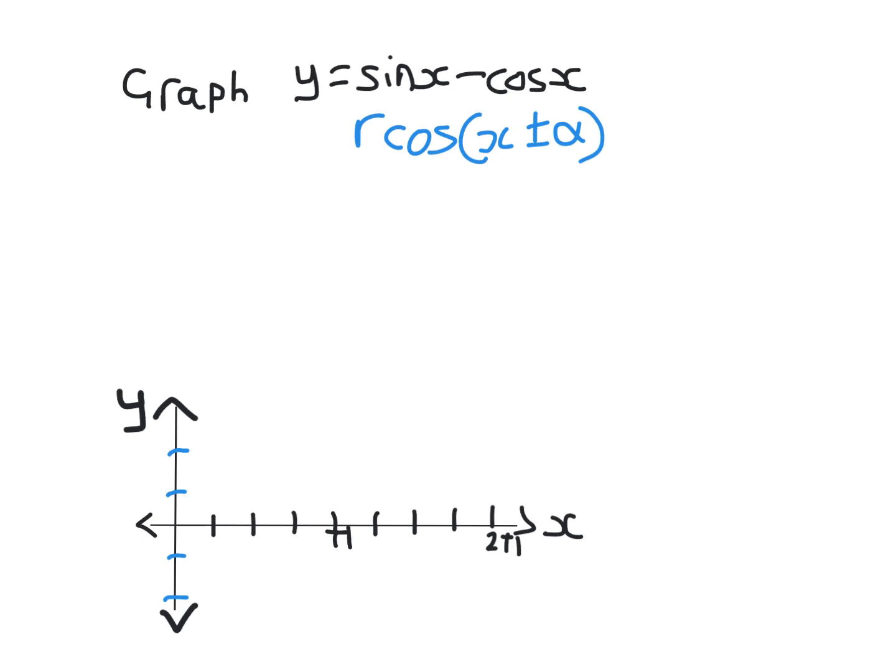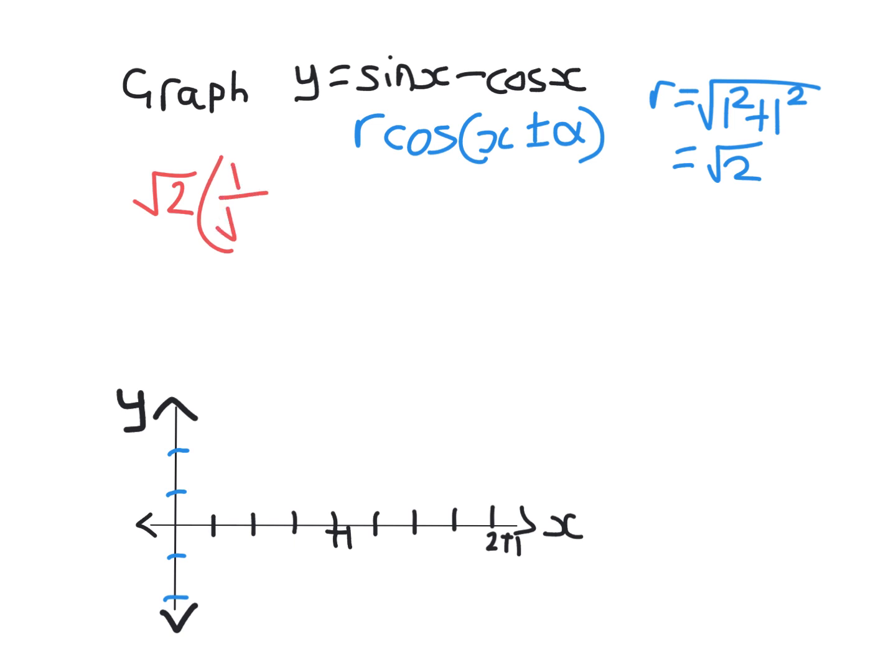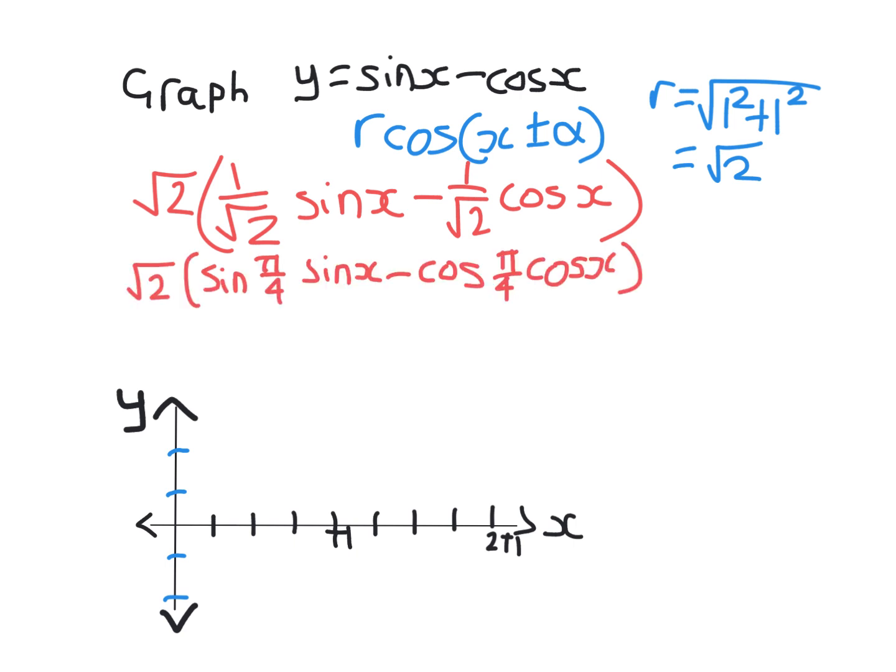In this case, r is just going to be the square root of 1 squared plus 1 squared because it's 1 sine x minus 1 cos x. So I'm going to take out a factor of root 2. So I have root 2 out the front of 1 on root 2 sine x, and then similarly for the second term. Now we know that sine inverse and cos inverse of 1 on root 2 give us pi on 4. So I can write it like this.